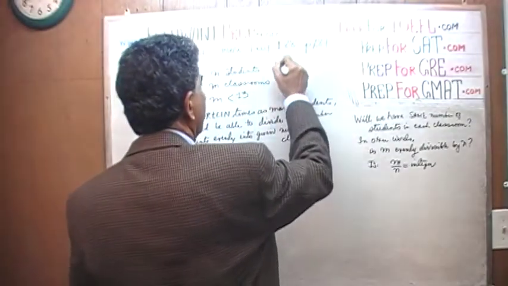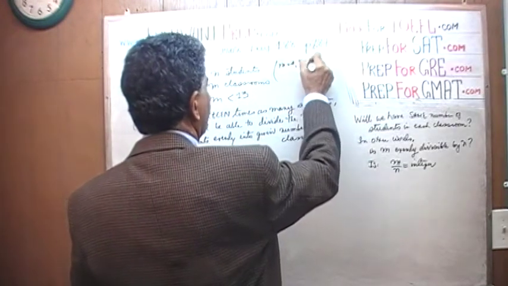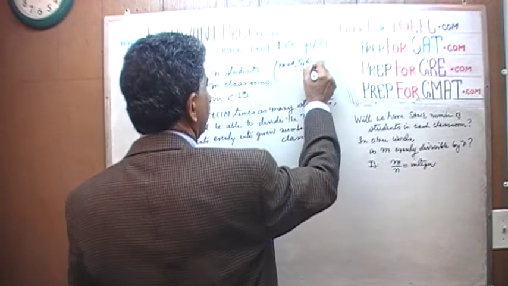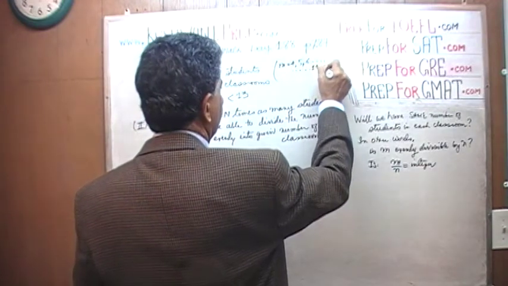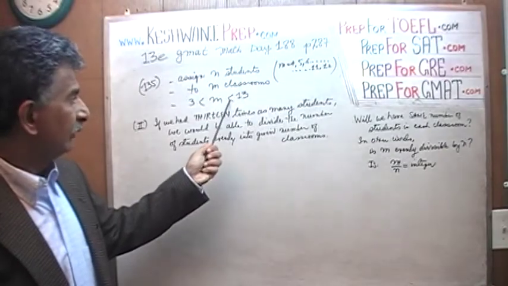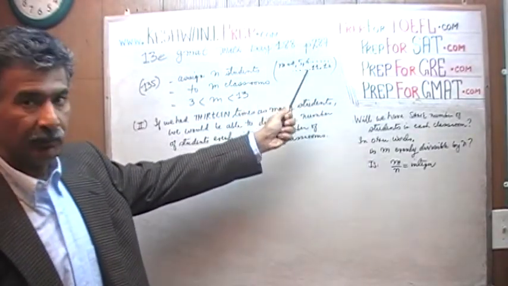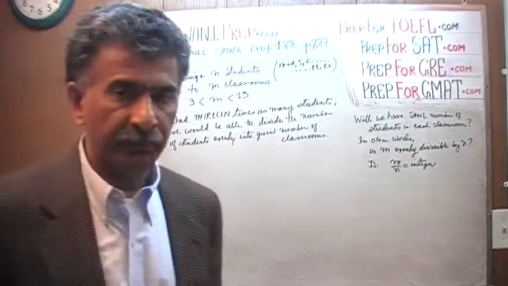In other words, let's make a note here, m is equal to either a 4 or a 5 or a 6 or 7 or 8 or 9, 10, 11 or 12. M cannot be 13 because it does not say equal to. It says between 3 and 13, so it can be anywhere from 4 to 12. That's the number of classrooms we have in the school.